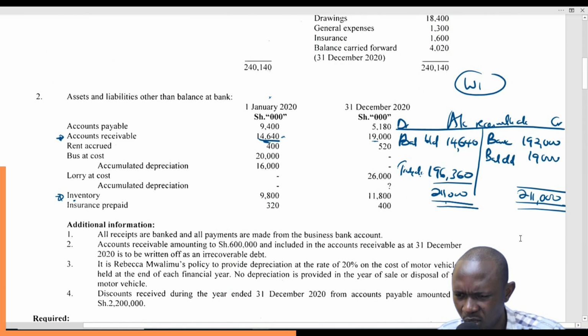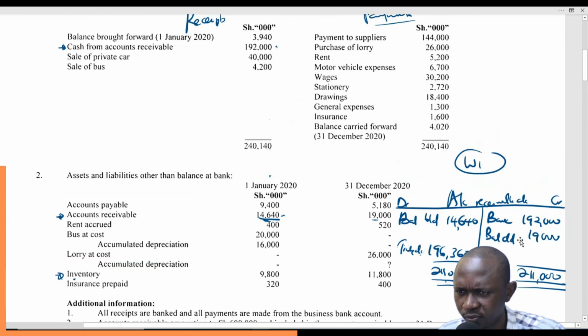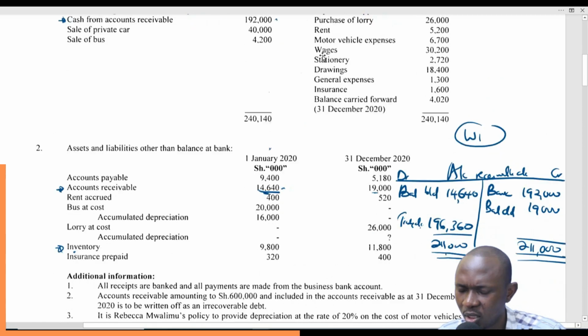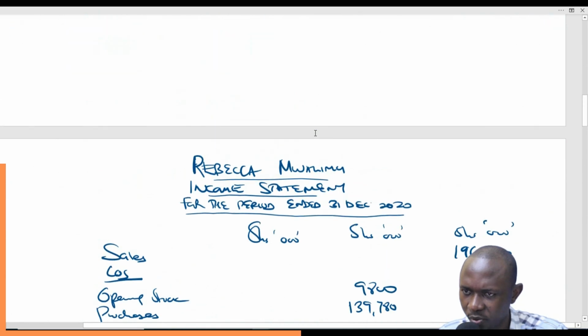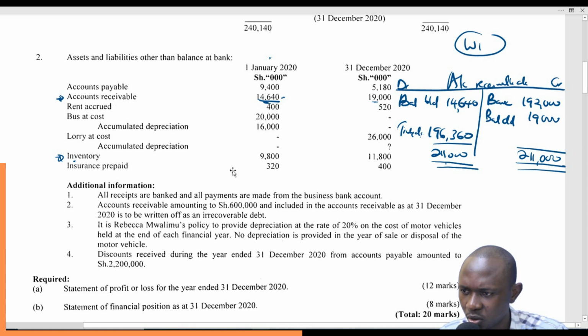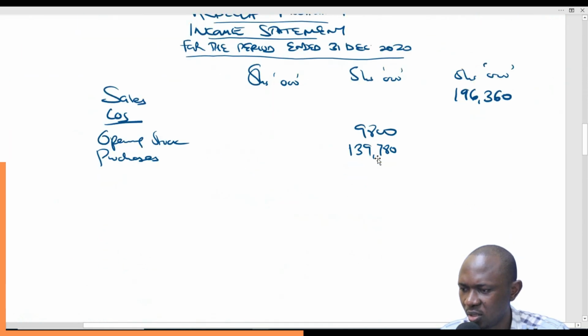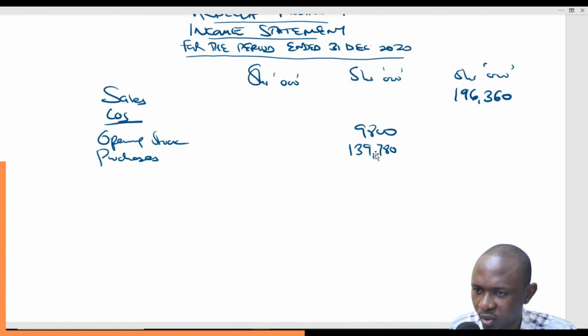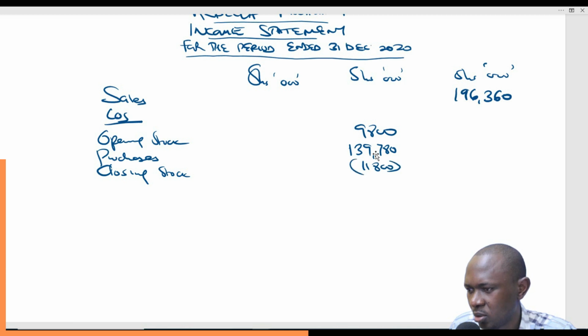Check if we have any workings, anything that will affect purchases. There is the purchase of a lorry, but if there's nothing else, we move on. We pick the closing stock. Closing stock is 11,800, direct from the question. This gives us plus 9,800 minus 11,800. That gives us 137,780.